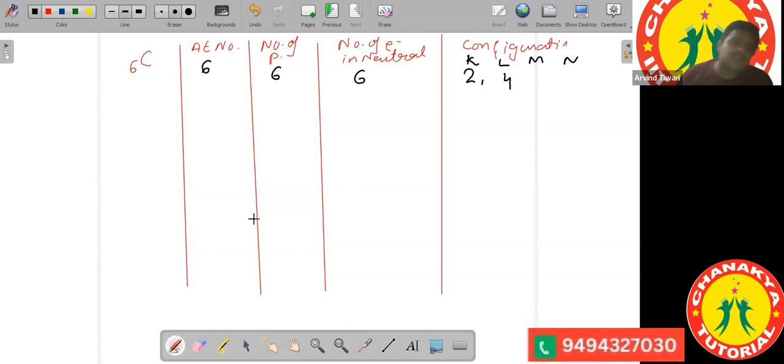Assume that if you are going to a show, you try to occupy the first seat, right? In a similar way, here also the electrons will first occupy the K shell. Now, if any electron is left, it will occupy the L shell. If the L shell is filled, it will occupy the M shell. So in this way.